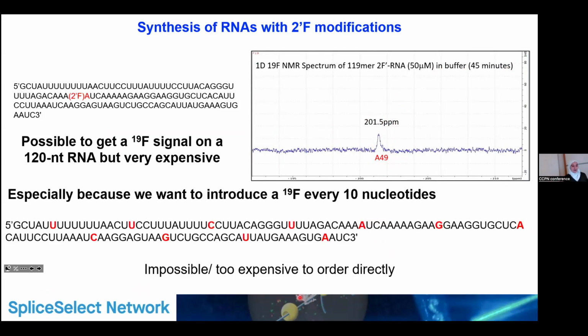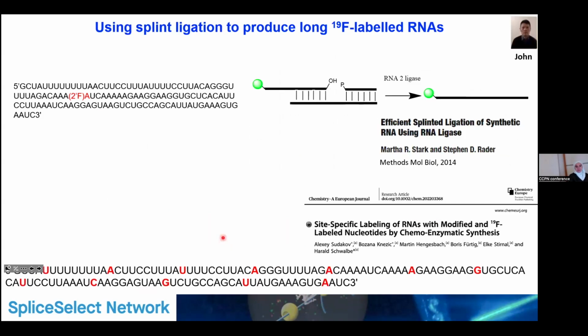Especially since what we want is to cover more binding sites of our proteins, so we want to put a fluorine every 10 nucleotides. And if you ask for a quote for this, it's 24,000 pounds. So we needed an alternative to make these large multifluorinated RNAs. We asked again our chemist collaborators, and they suggested to use splinted ligation. And in this case, it's double splinted ligation, using this protocol published here.